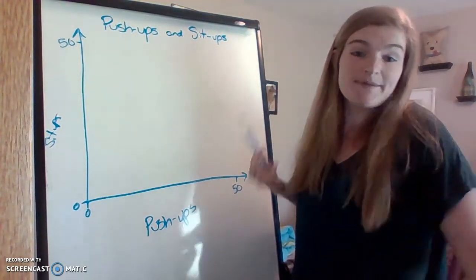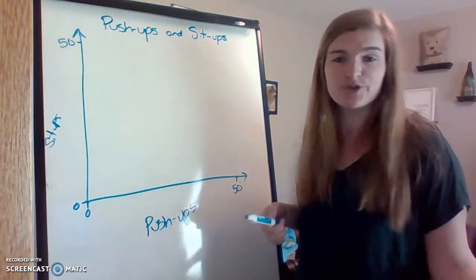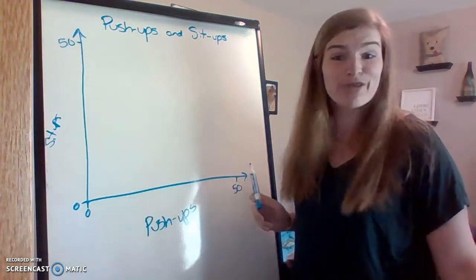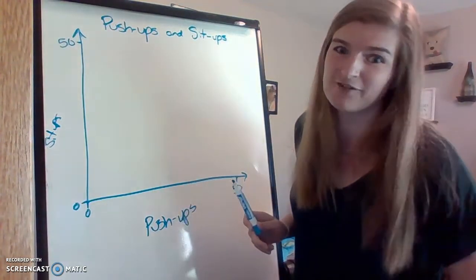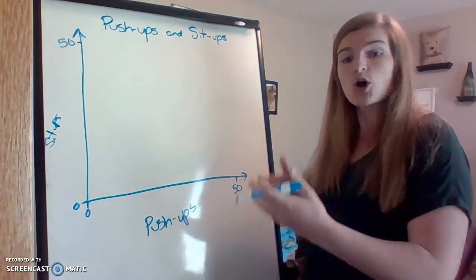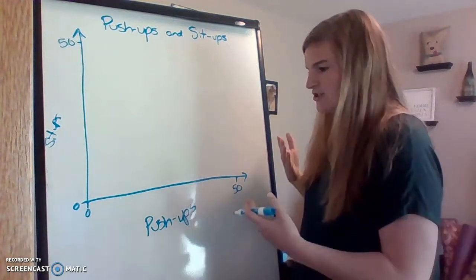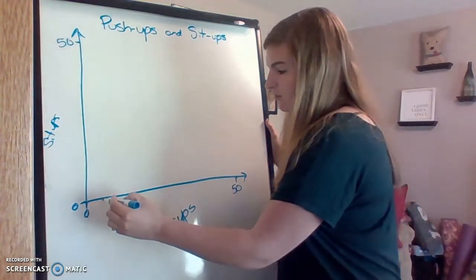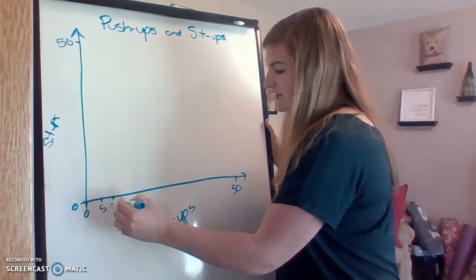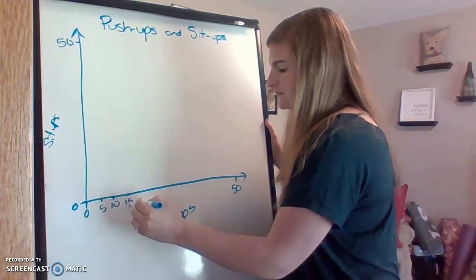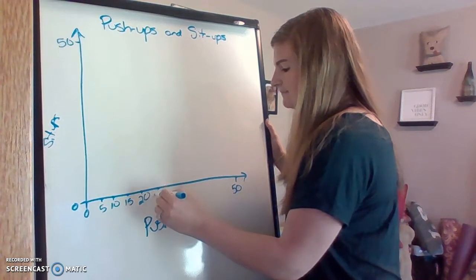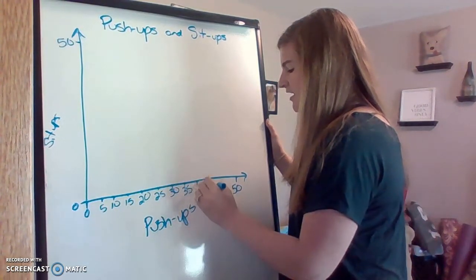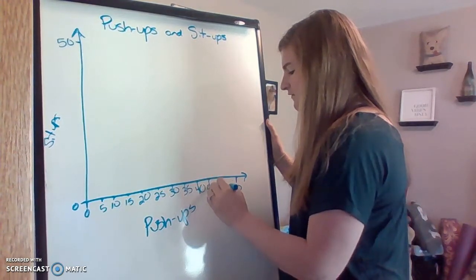Okay, so maybe 50 can be the number of sit-ups that someone can do too. Now, I don't think I'm going to be able to do 1 through 50 down here. It's going to be a lot of writing. So what I'm going to do is I'm going to go up by a certain amount each time. I think maybe I'm going to go up by 5s. Okay, so we're going to go 5, 10, 15, 20, 25, 30, 35, 40, 45.